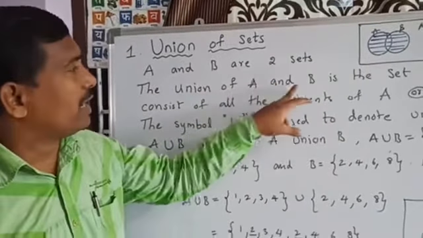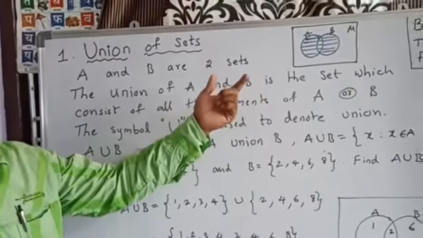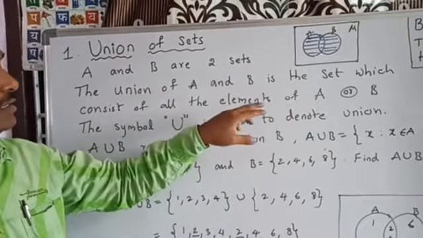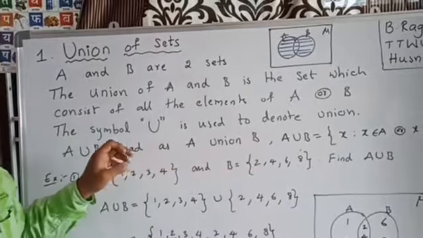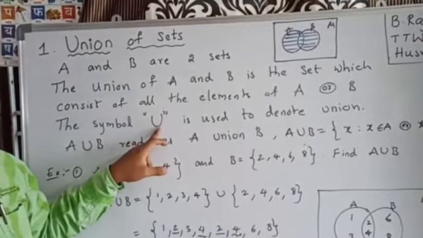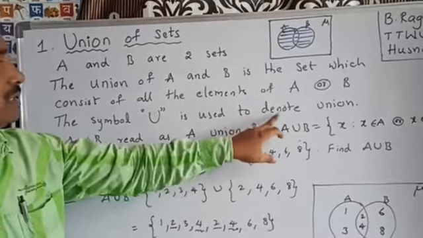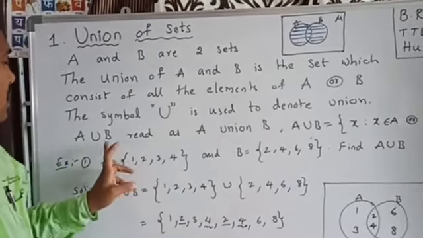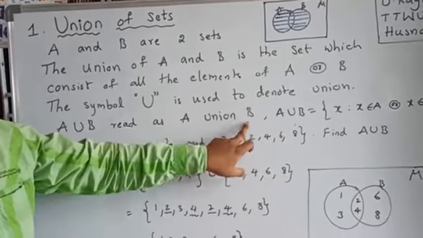The union of A and B is the set that contains the elements of A or B. The symbol ∪ is used to denote union. So A ∪ B is read as A union B.